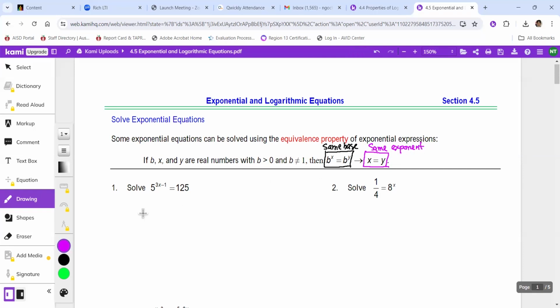Okay, so let's start with exercise number 1. As you can see right here, it doesn't look like that, but we can make it look like this. On the right hand side, 125, we can write as 5 to the power 3. So copy the left side, 5 to the power of 3x minus 1. On the right hand side, 125 is 5 to the power 3.